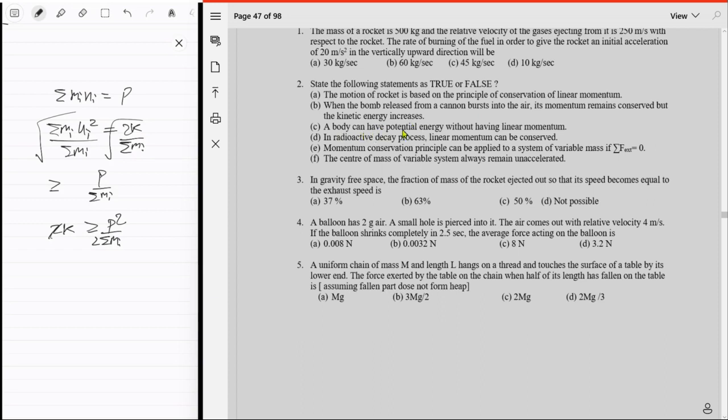Body can have potential energy without having linear momentum. Yes, it can. What's the big deal about it? In radioactive decay process, linear momentum can be conserved. You mean is conserved? Because yeah, it's not like can be, it is conserved. Momentum conservation principle can be applied to a system of variable mass if summation of f external equal to 0. Yes, I think that's right.